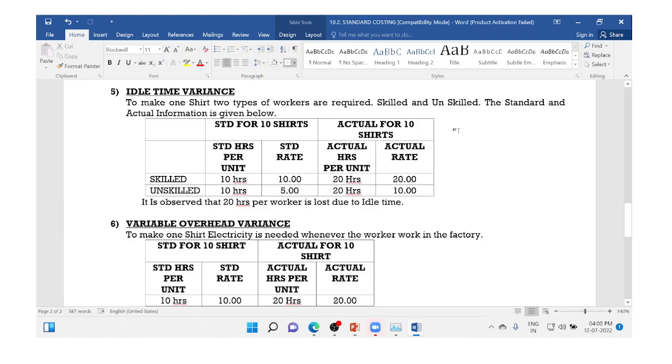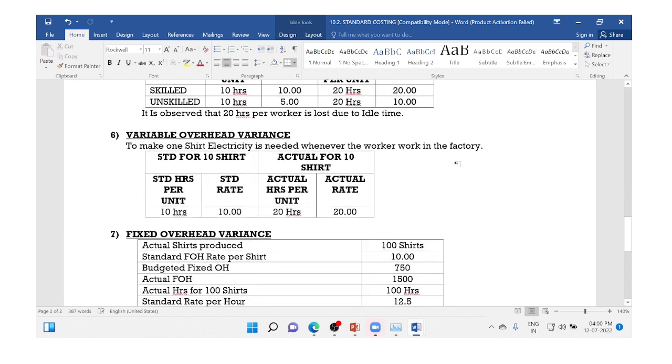Fine, friends. Many have started doing variable overhead. Let everyone finish this part also, friends.